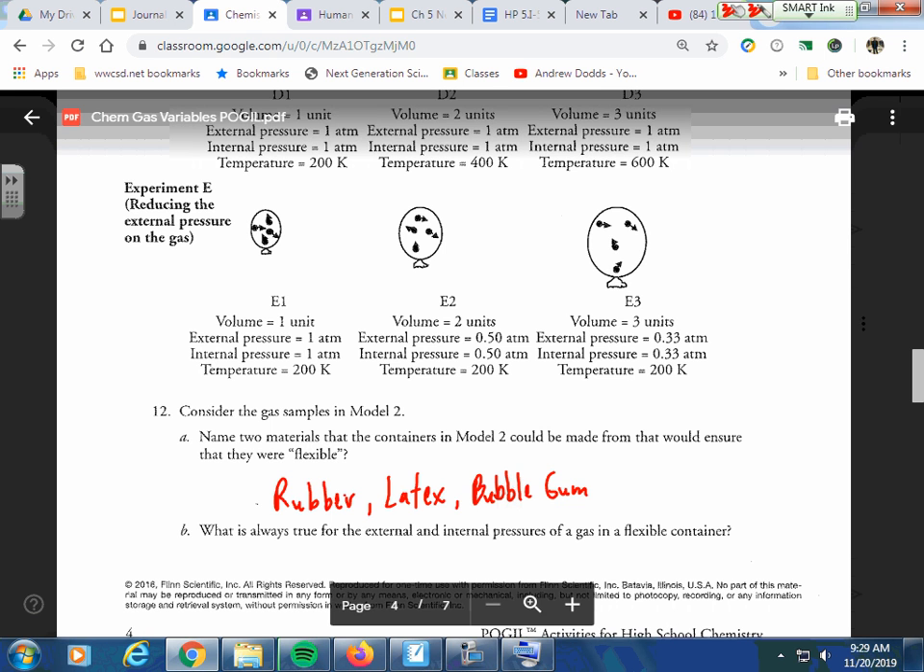All right, and then B, which is what I was just talking about. So who can tell me this answer? What is always true for the external and internal pressures? They stay the same. Is that a good way of explaining it, though? Because they can change, right? They're always equal. So the pressure internal equals the pressure external. Okay? Everybody's got that?